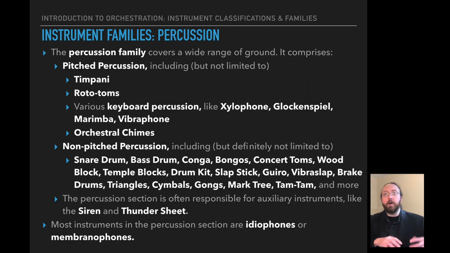The percussion family covers a wide range of ground and comprises both pitched and non-pitched percussion. That is, percussion instruments that actually produce a pitch that someone could tune to. They produce a regular set of waves, and non-pitched percussion, which produce noisy, irregular waves. Our pitched percussion includes, but isn't limited to, timpani, rototoms, and various keyboard percussion, like xylophone, glockenspiel, marimba, and vibraphone, as well as orchestral chimes. And non-pitched percussion, including, but definitely not limited to, this whole variety of instruments here.